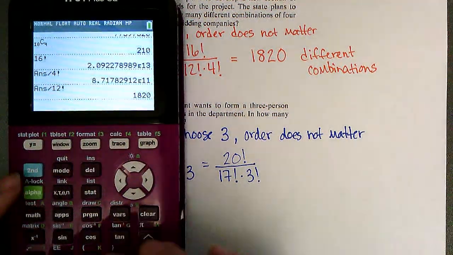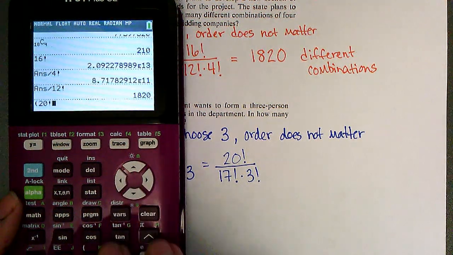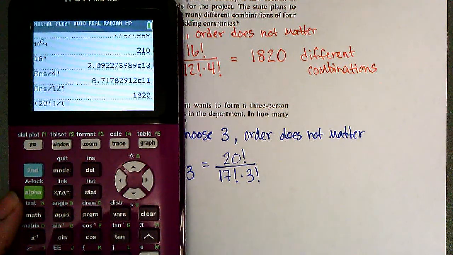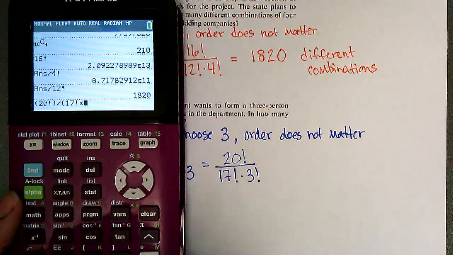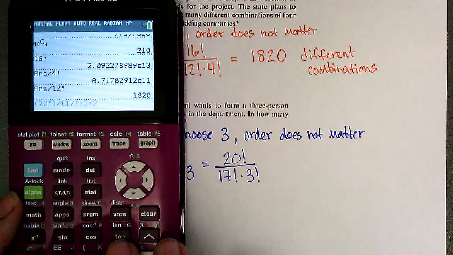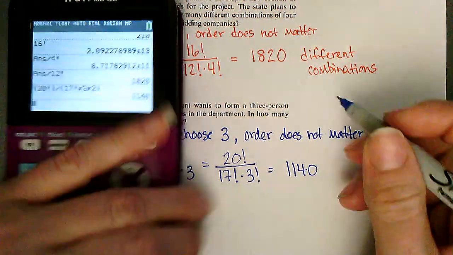So let's see if we can do that all in one step. 20 factorial divided by 17 factorial times 3 factorial is just 3 times 2. So that would be 1,140.